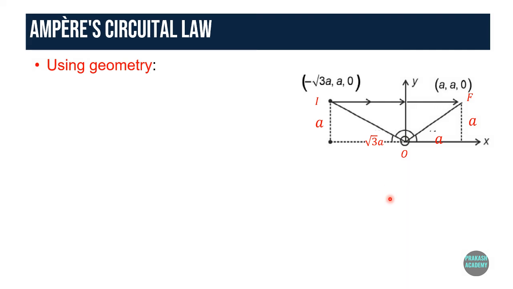Now, first I will use geometry to find this angle and this angle. This has a coordinate of (-√3a, a, 0) and this has a coordinate of (a, a, 0). This means the x distance is a and the y distance is also a. For this point, the x distance is √3a, basically in the negative direction of the x axis, and the y coordinate, this distance, is a. And in both cases, the z coordinate is 0. This means this whole figure lies in this plane.